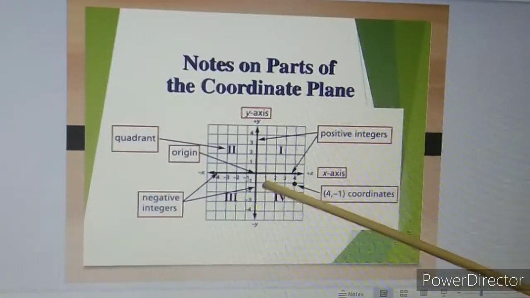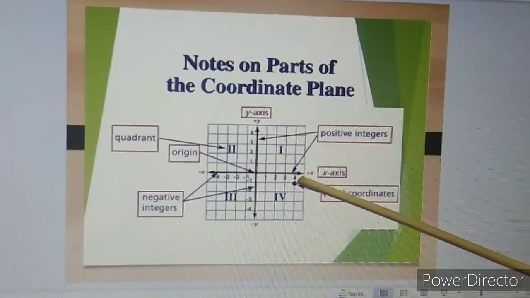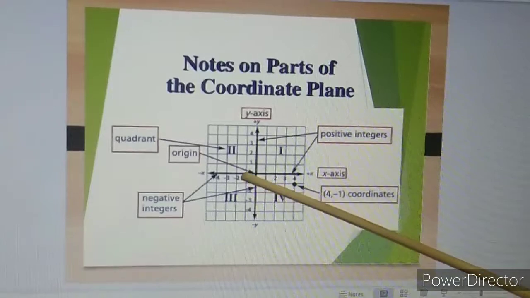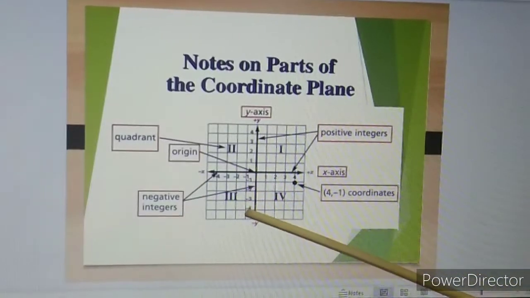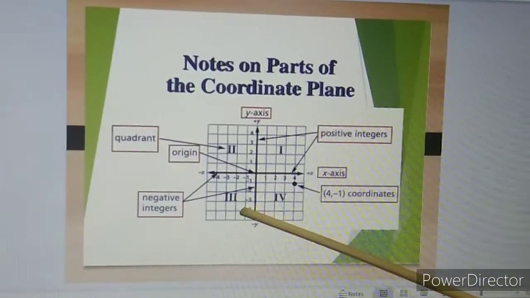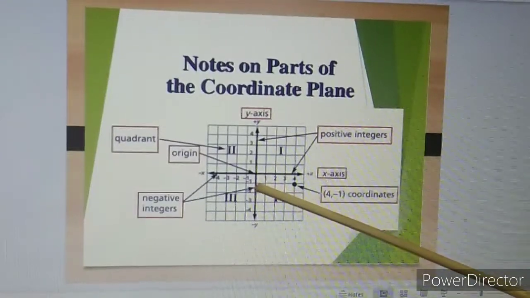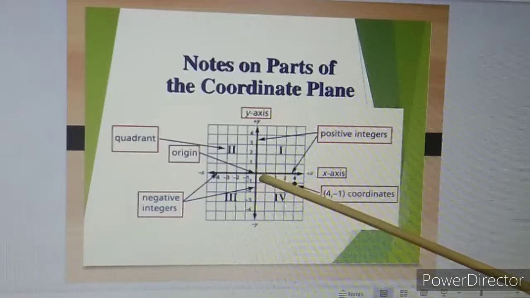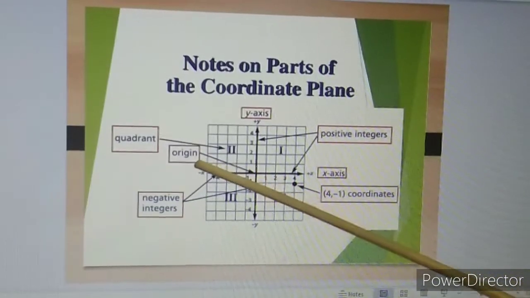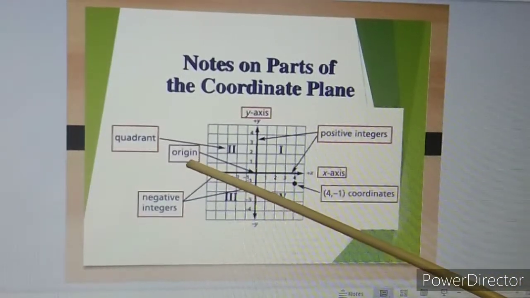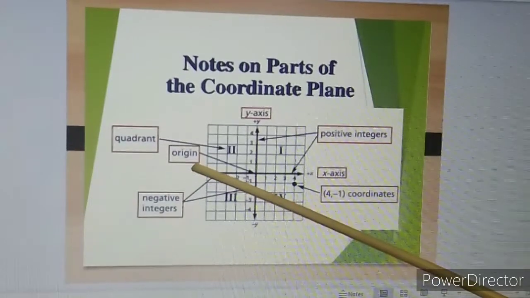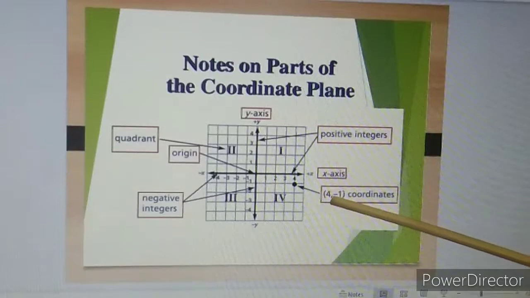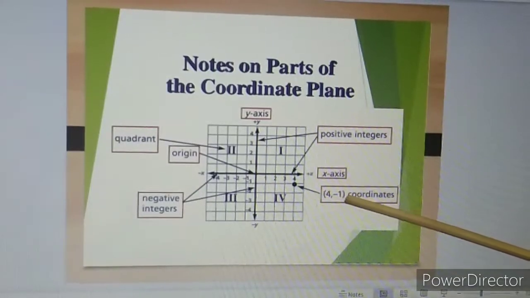As you can observe, these are the positive integers, and these are the negative integers in our number lines. The point of intersection of the two axes, or of the two number lines, is called the origin. And the origin has the coordinate of 0, 0. This is an example of a coordinate.